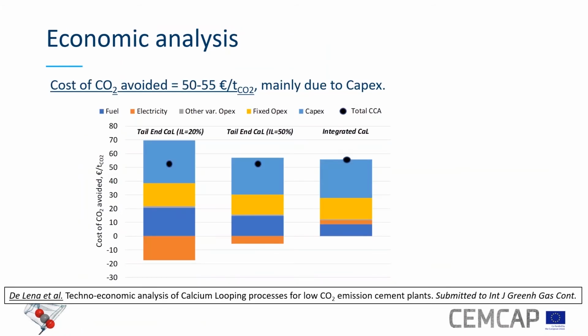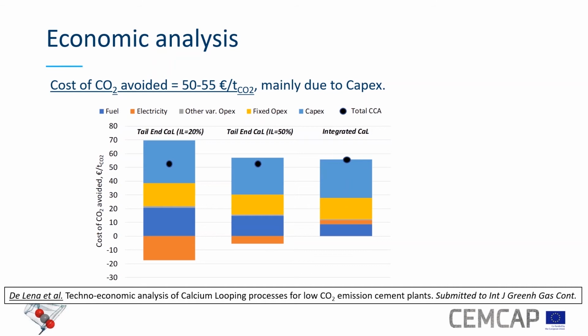So for the economic analysis, what we calculated is a cost of CO2 avoided of the order of 50–55 euros per ton. This is mainly due to the capex, because the technology is relatively capital intensive. You need an air separation unit and a CO2 compression unit, which are larger than in the Oxyfuel plant, because here, remember, we have additional fuel consumption, so you need more oxygen and you generate more CO2 than in the Oxyfuel cement kiln.